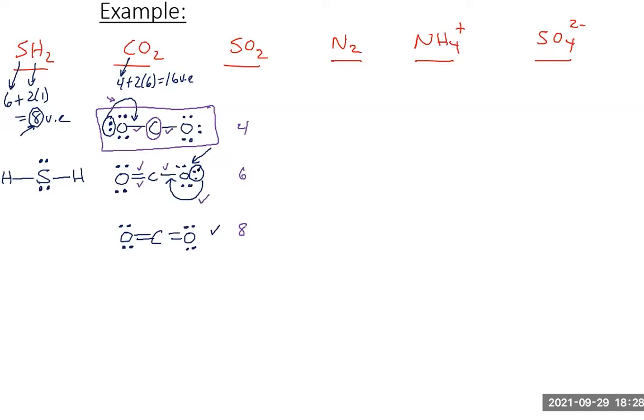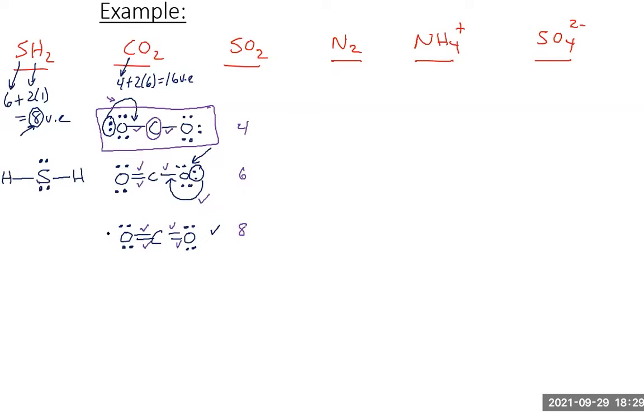So we took those electrons from the outside and brought them in to make another double bond. The result of that now gives the carbon in the center 2, 4, 6, and 8 electrons, which makes it happy. And all of the oxygens also have 2, 4, 6, and 8 electrons.